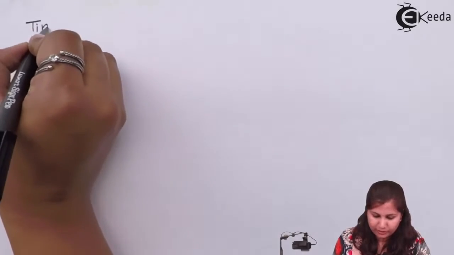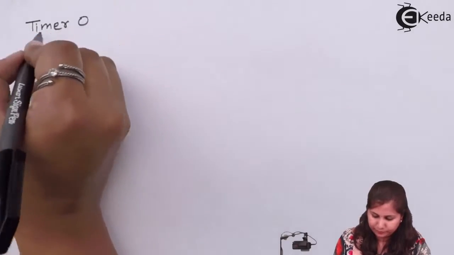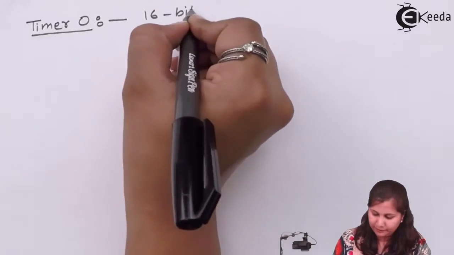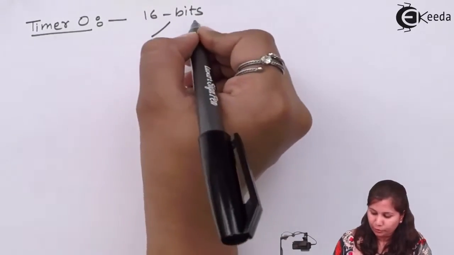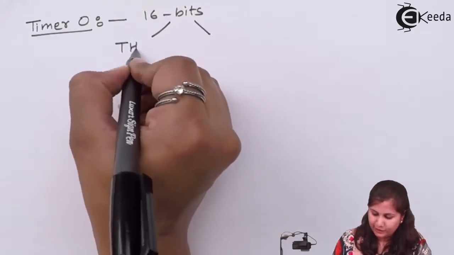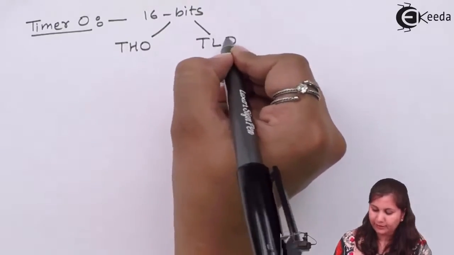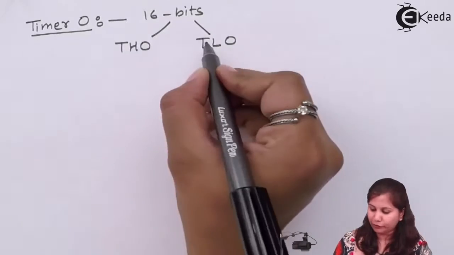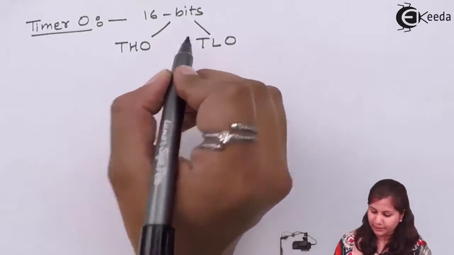So this was the little introduction about the two timers of the 8051 microcontroller. As I have said, these timers are 16-bit timers. So for timer 0, we will have 16 bits which are divided into two 8 bits, that is TH0 and TL0. That is, for timer 0, the higher bits and for timer 0, the lower bits.